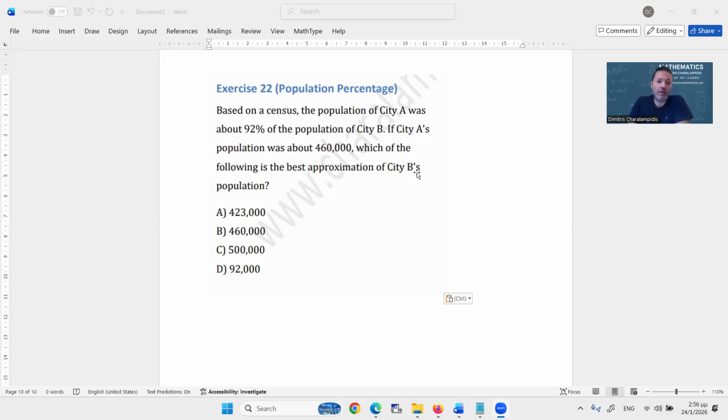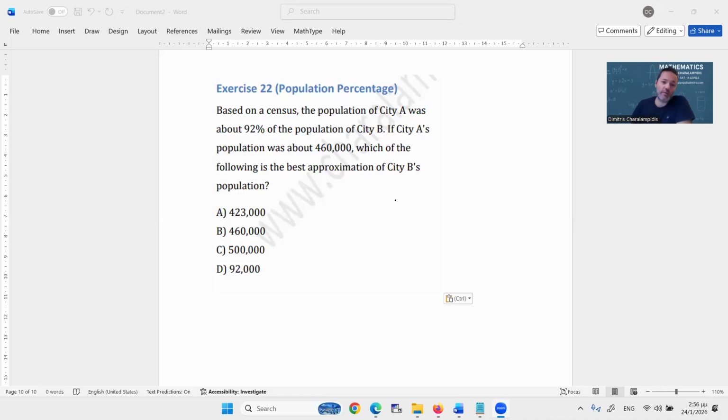Let's read that out carefully. Based on a census, the population of city A was about 92% of the population of a city B. If city A's population was about 460,000, which of the following is the best approximation of city B's population?